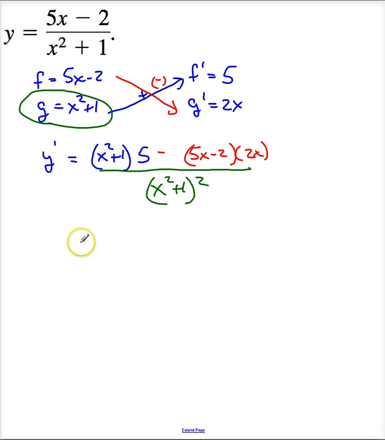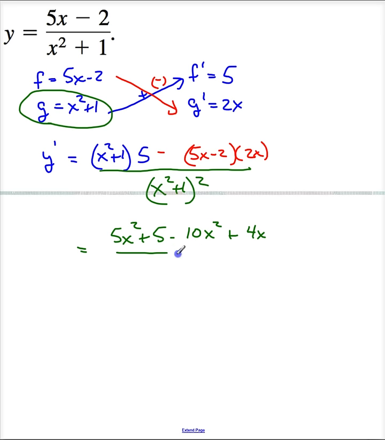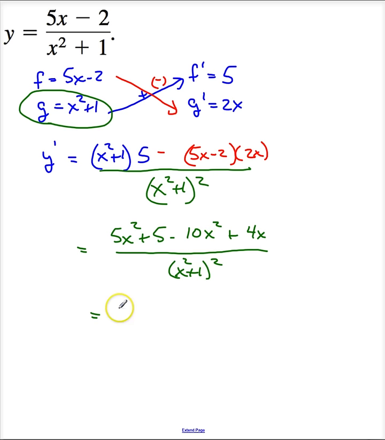All right, now I'm going to expand this out a little bit. So this is 5x squared plus 5 minus, this is 5 times 2 is 10x squared plus 4x, divided by x squared plus 1 squared. So now you do need to simplify, put it in order. My highest power is negative 5x squared plus 4x plus 5 divided by x squared plus 1 quantity squared.